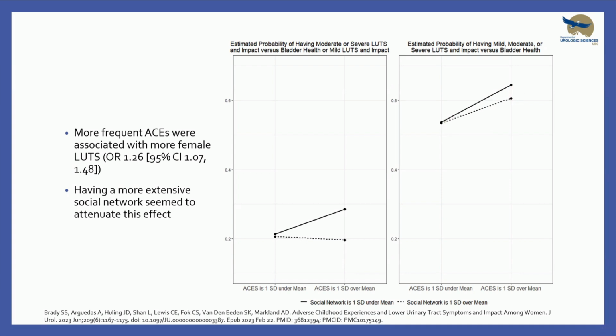Basically showing that although I think it's important to recognize that these adverse childhood events can affect current lower urinary tract symptoms, it is not a one and done, can never be changed thing, and that there are potential steps that adults can take or social factors that can influence how much this would affect their lower urinary tract symptoms as adults.